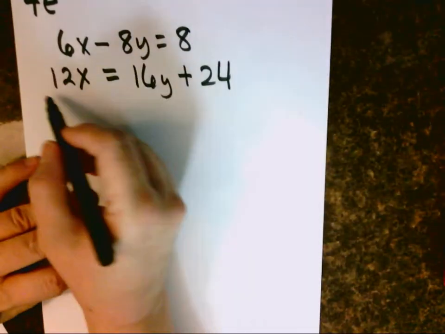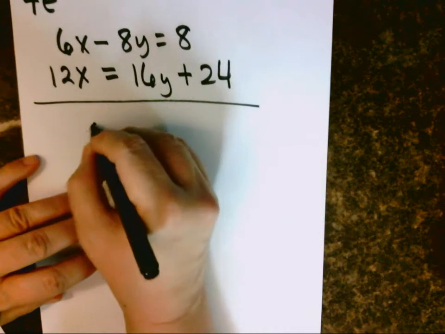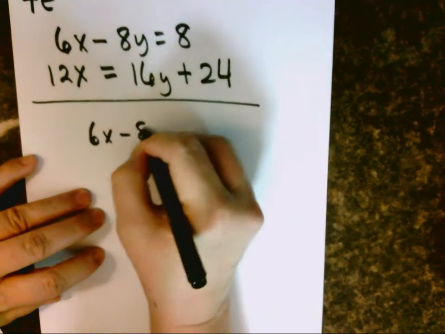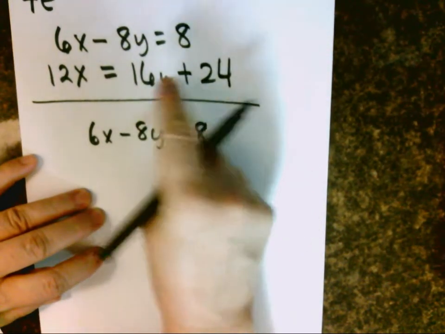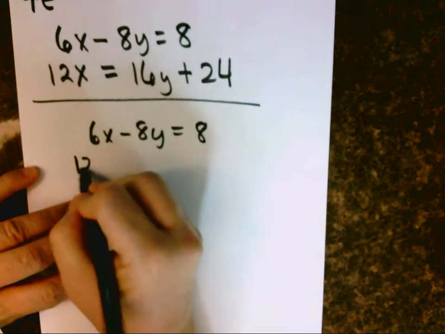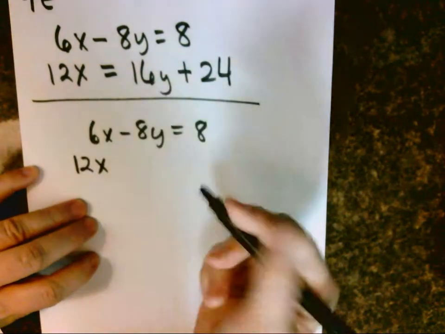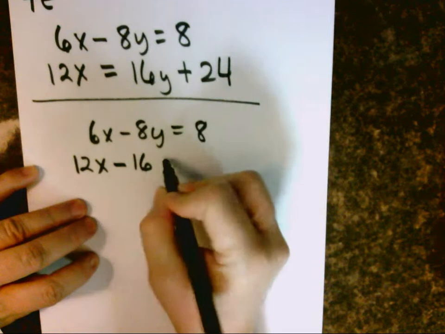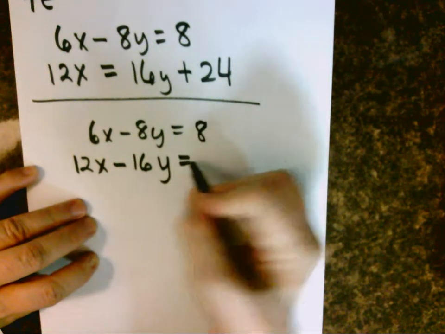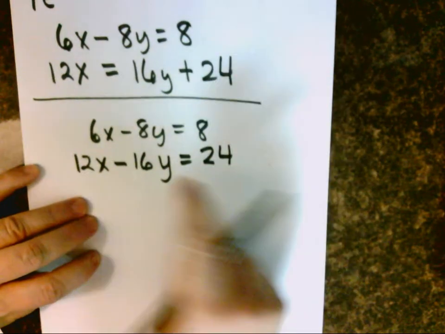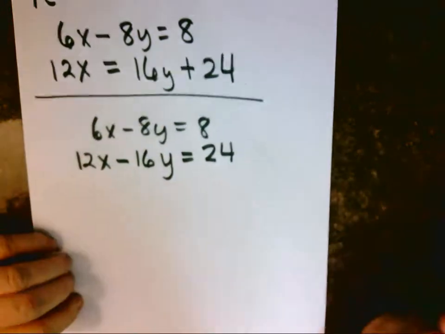Okay, so the first thing I'm going to do is just rewrite this a little better. I have a 6x minus an 8y equals 8, and I'm going to line these up. I want the 12x, I'm going to subtract the 16y and bring that over, I said x, pardon me, 16y, and the 24 leave alone. Now things are lined up better, and that helps.